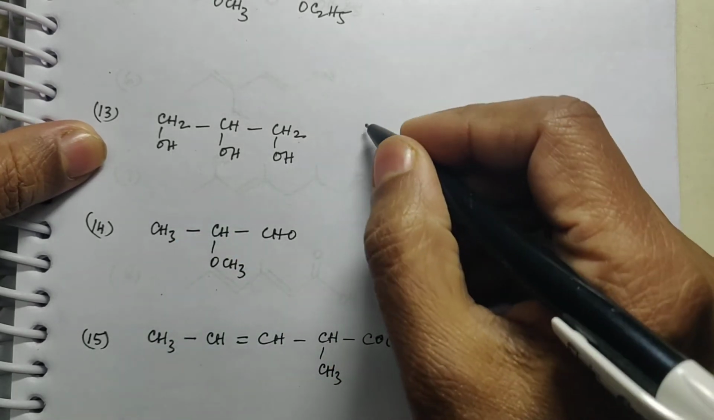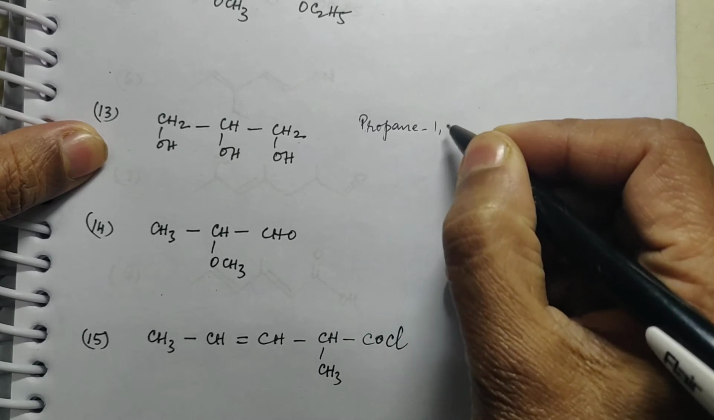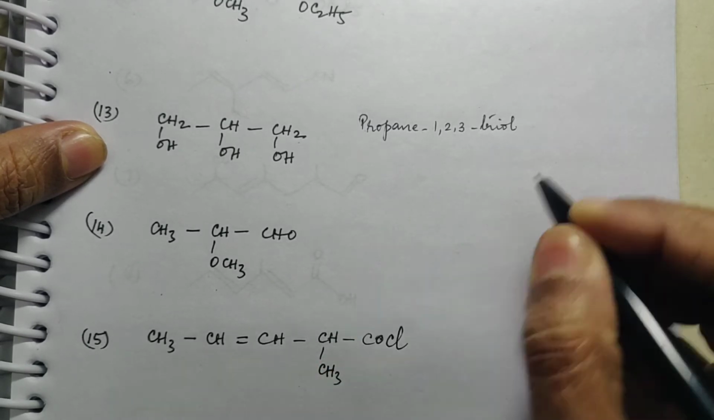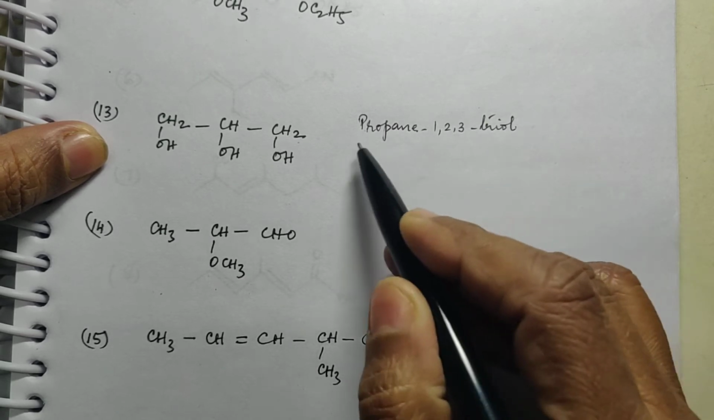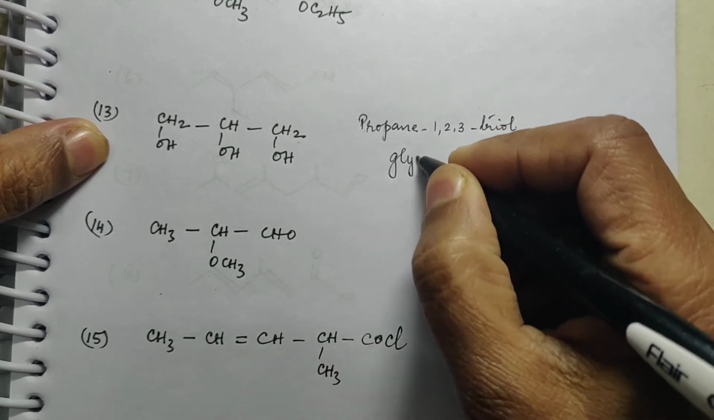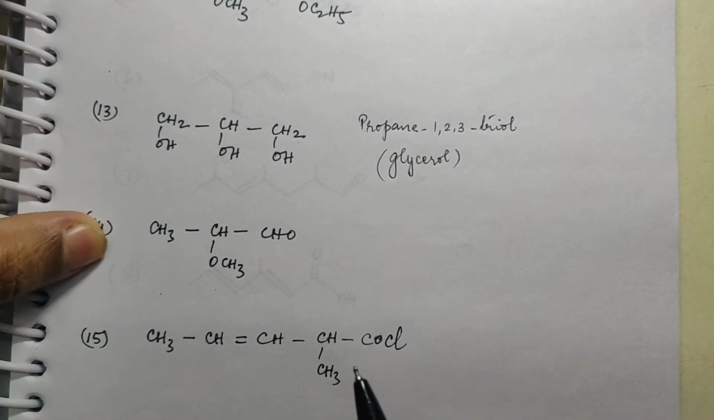This is simple propane-1,2,3-triol. It is starting with a consonant T, so E will come, A-N-E. Okay, propane-1,2,3-triol. This is nothing but glycerol. The common name for propane triol is glycerol.